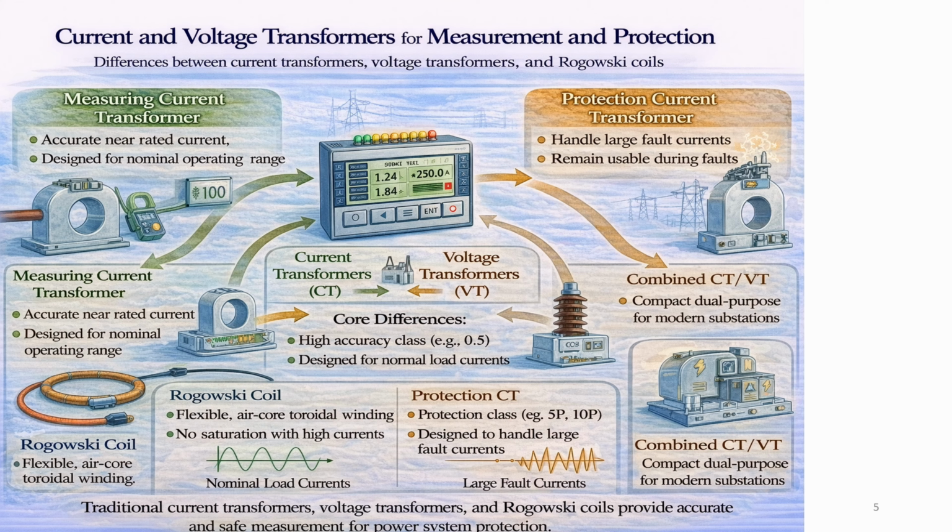Voltage can reach tens of kilovolts. The core heats strongly, with losses up to dozens or even 100 times normal. For this reason, the secondary circuit of the current transformer must never be opened under load.